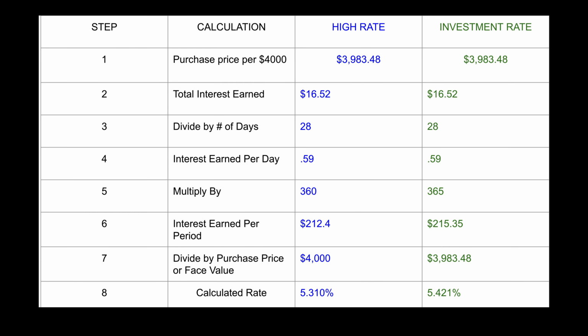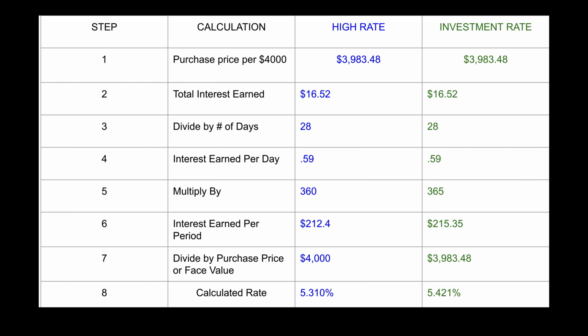Our second rate here is that investment rate. And so we're going to start out with that same number of $3,983 and subtract 4,000 minus that number to give us our total interest earned, or basically the total amount of money that we're going to return over the 4 weeks. Once again, same sort of thing. It's over 4 weeks, so we're going to divide it by 28 days to give us interest earned per day of 59 cents. So far, you're probably thinking, what's different about that?